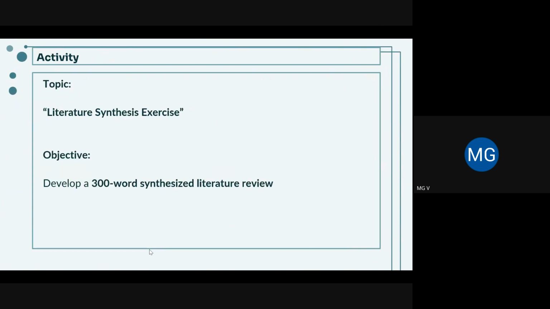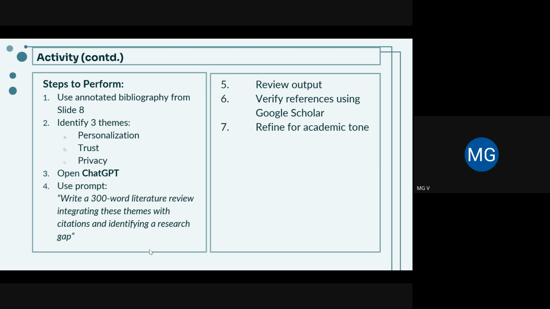Activity time on literature synthesis exercise. That is, we need to develop a 300-word synthesized literature review. Now, how can we do this? We can make use of the annotated bibliography from the previous slide. Then we can identify three themes, like we have taken personalization, trust, and privacy. After this, we can open ChatGPT and we can make use of the prompt. Write a 300-word literature review integrating these themes with citations and identifying a research gap.